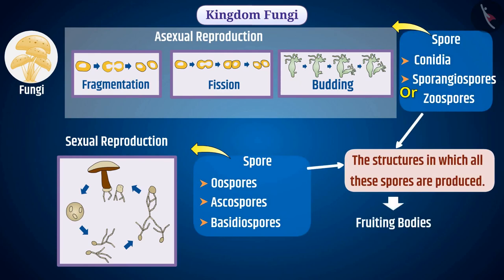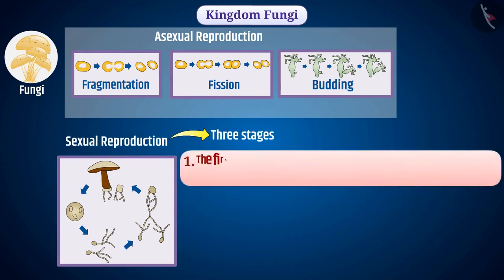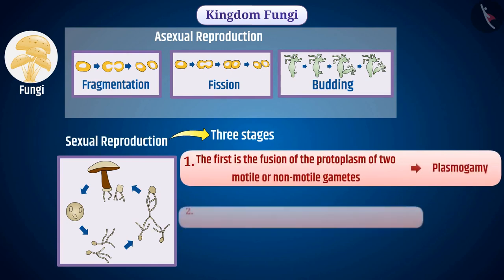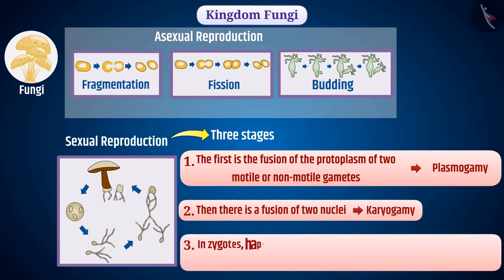Sexual reproduction takes place in three stages. The first is the fusion of protoplasm of two motile or non-motile gametes, known as plasmogamy. Then there is a fusion of two nuclei, which is called karyogamy. In zygotes, haploid spores are formed by the method of meiosis, from which new organisms are formed.